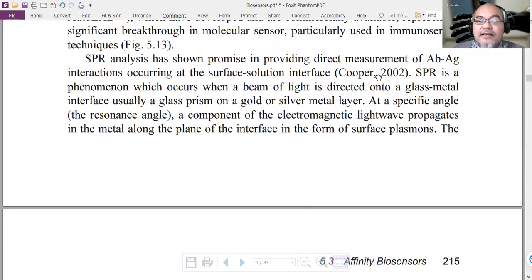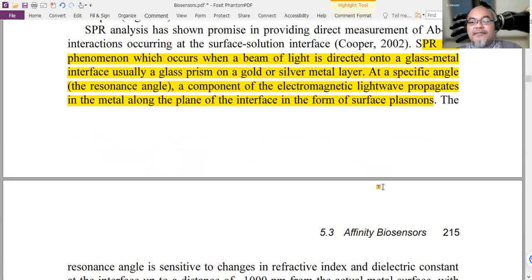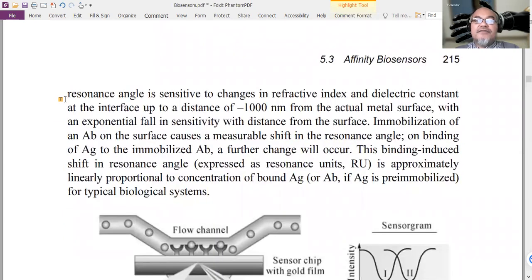SPR is a phenomenon which occurs when a beam of light is directed onto a glass-metal interface, usually a glass prism with a gold, silver, or metal layer, at a specific angle, only at the resonant angle. A component of the electromagnetic light wave will propagate in the metal along the plane of the interface in the form of surface plasmon. The resonant angle is sensitive to changes in the refractive index and dielectric constant at the interface, up to 1000 nanometers from the actual metal surface.